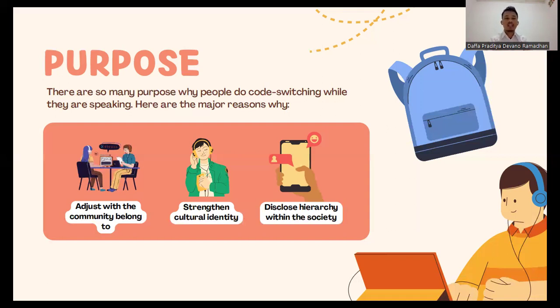So the purpose, other than strengthening cultural identity and adjusting to the community one belongs to, is this. But in the origin country, for example Indonesia, when almost all the people in this country speak Indonesian, it discloses hierarchy within the society itself.